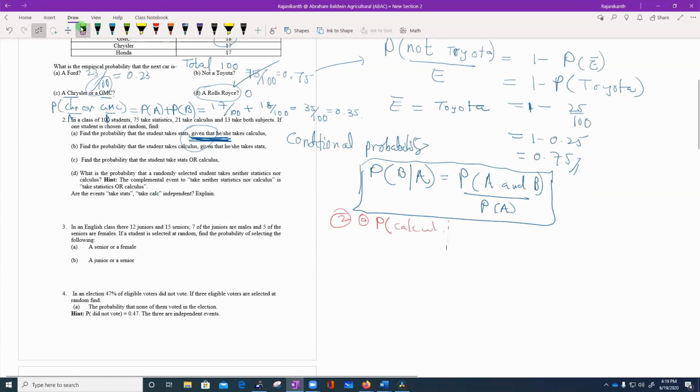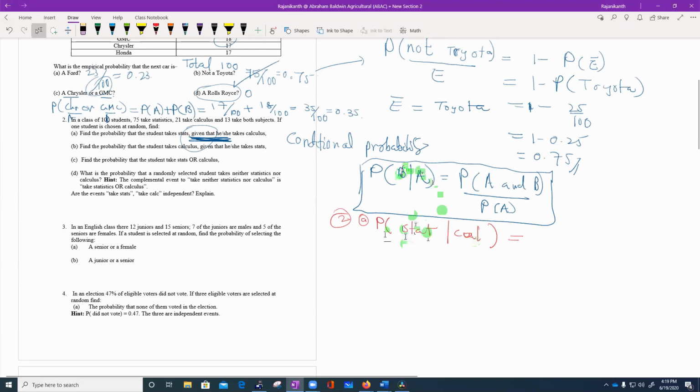So I'm writing it the wrong way. So the student, Stats, then calculus. Yes, the student takes statistics, given that he or she takes calculus, right? So they're asking us to find the conditional probability. So simply use the conditional probability formula I have written here. Okay, if you compare your problem with the given one, your event B is taking the statistics course, and event A is taking the calculus course, right?